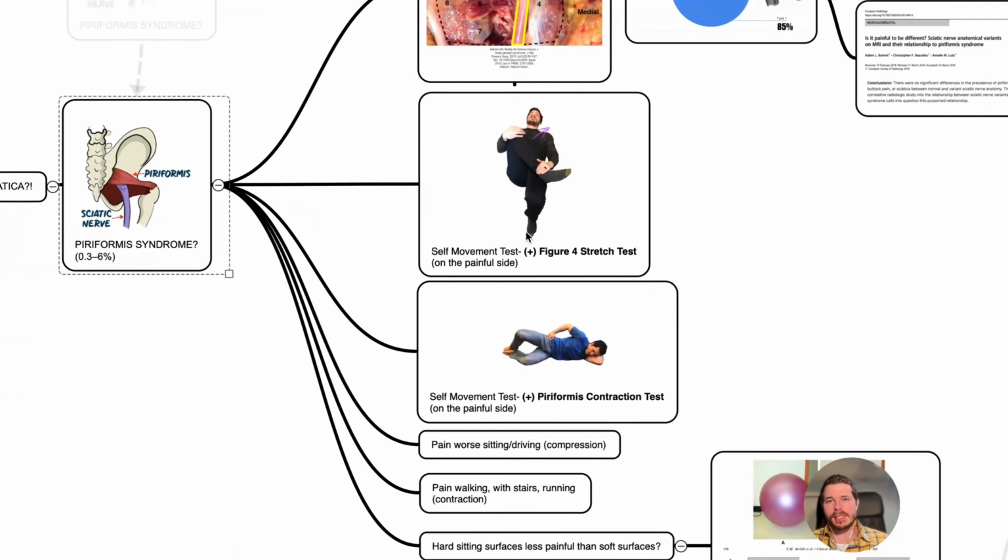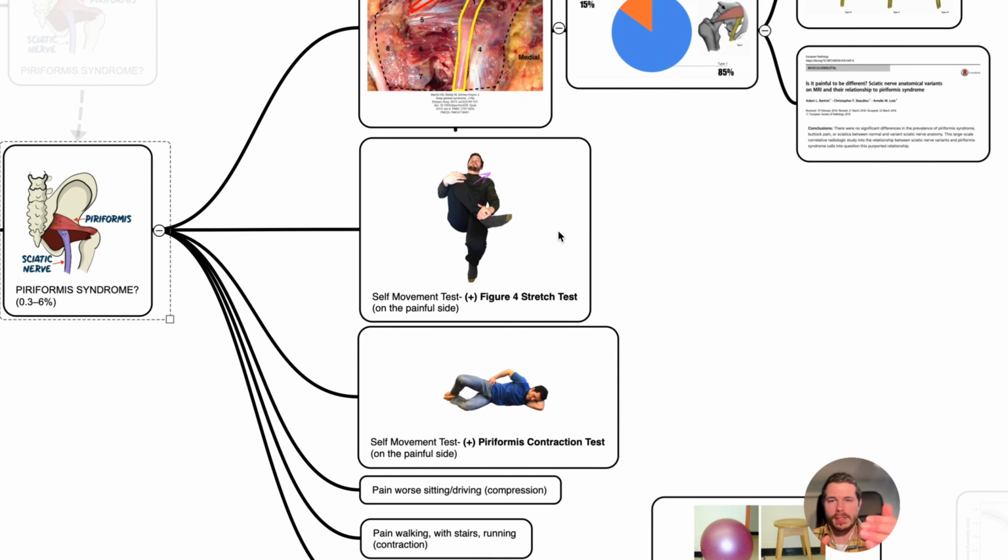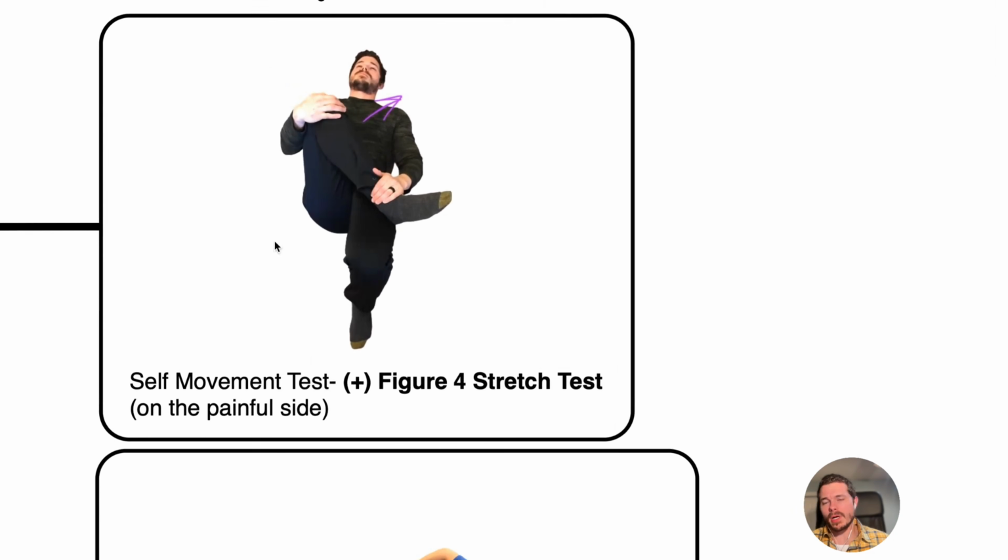So let's get into some self-movement tests though that are consistent with you having piriformis syndrome if they are painful or positive, we'll call it. So what I want you to do is go ahead and lay on your back, and I want you to get your leg in this position. We call it kind of like a figure 4 position. We're going to call it a figure 4 stretch test in lying down. And I want you to pull that leg up and pull that knee to the opposite shoulder as if you're trying to stretch your buttock.